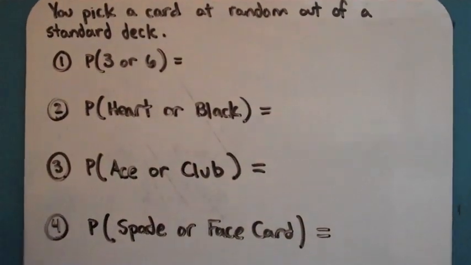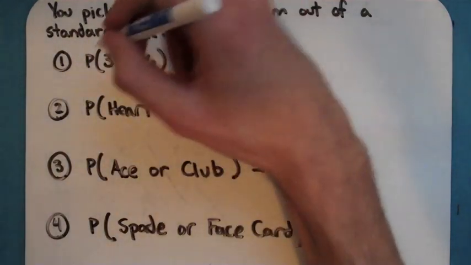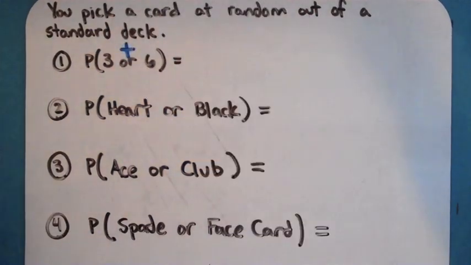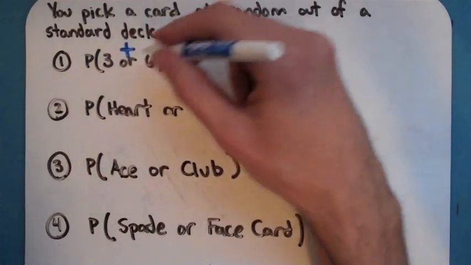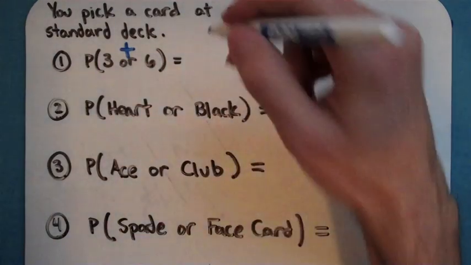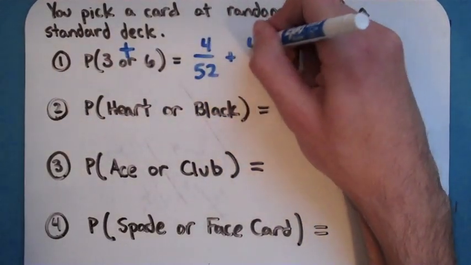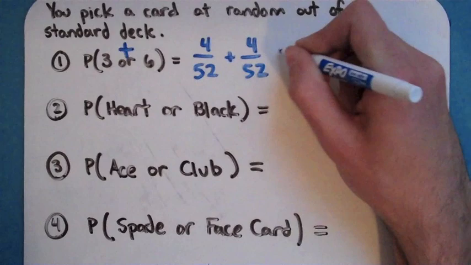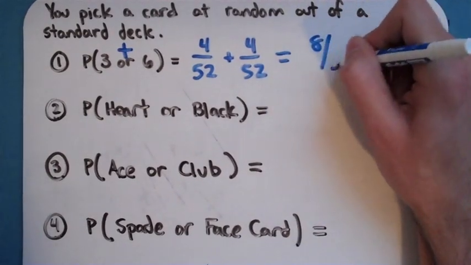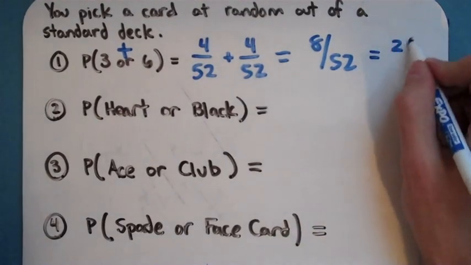We're just going to pick one card out of a random deck, and we're going to look at some probabilities here. So, probability of 3 or 6. When you see that word or, I want you to think add. So we're going to add together the probability of 3 and the probability of 6. There is no overlap between 3 and 6, so we pretty much add them, and we're good to go. Probability of 3 is 4 out of 52. Probability of 6 is 4 out of 52. We're going to get 8 out of 52 for our answer right here. And if we reduce that, it'll reduce to 2/13.